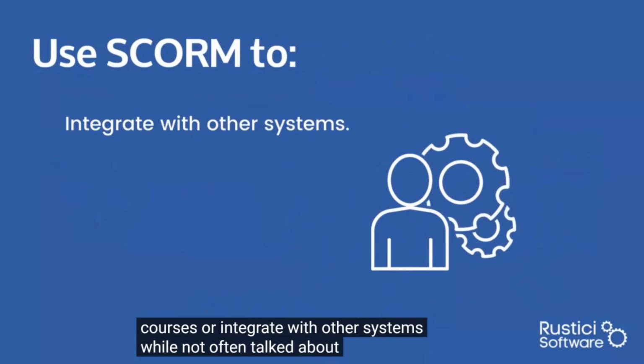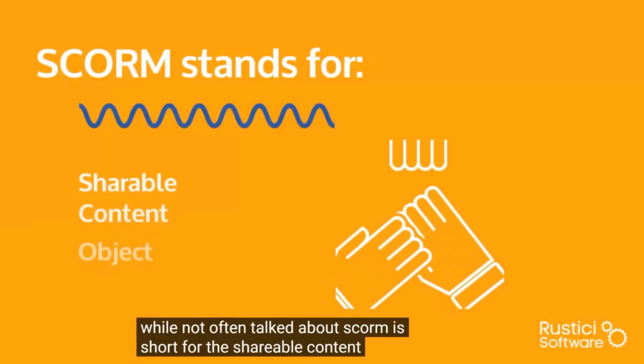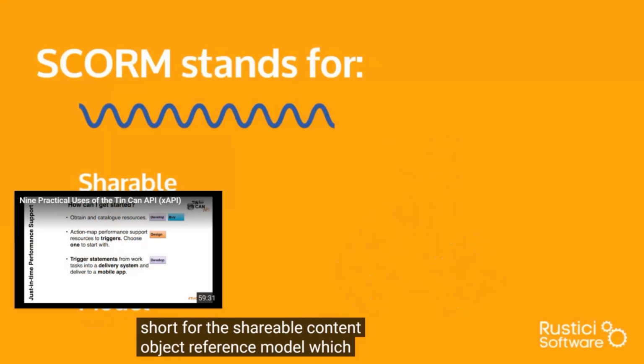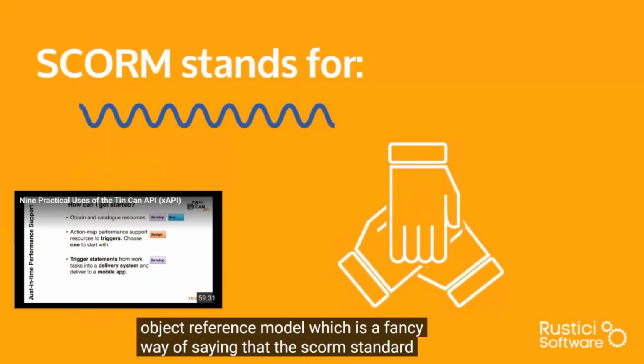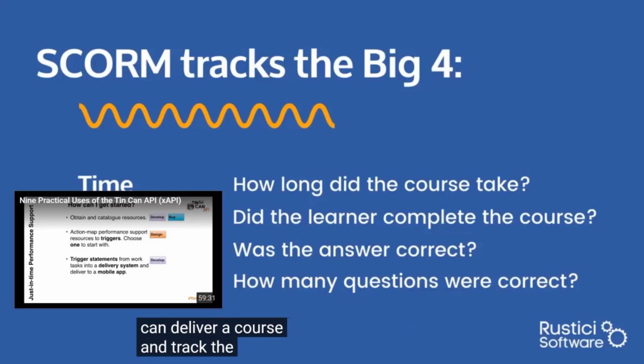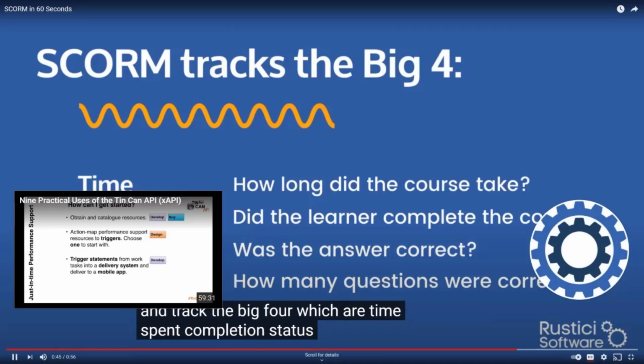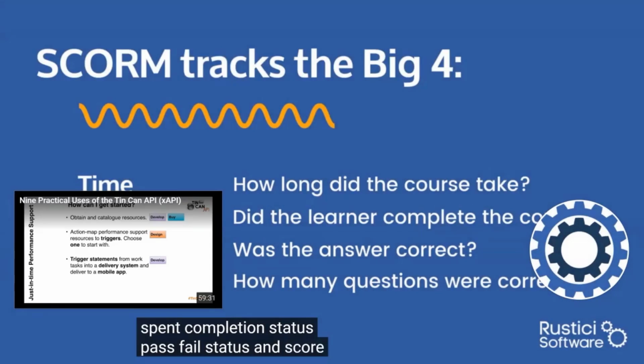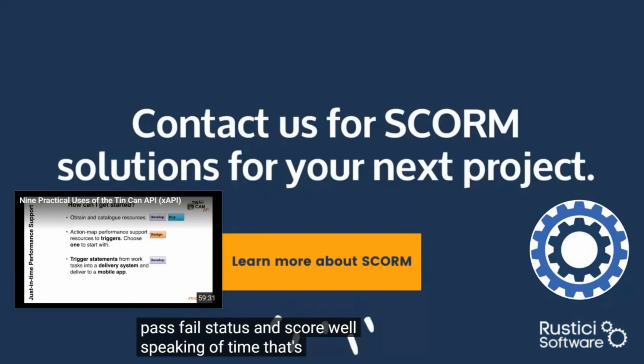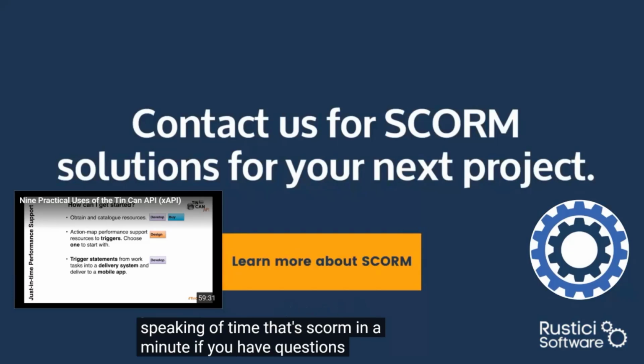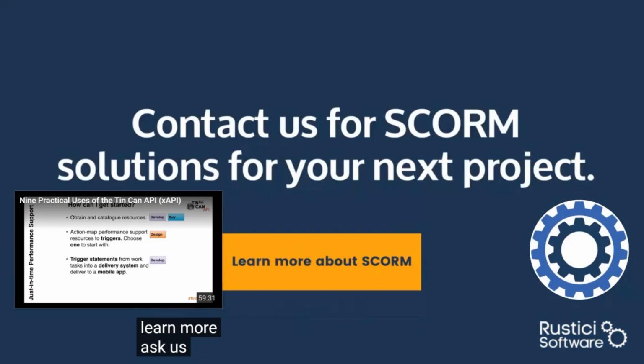While not often talked about, SCORM is short for the Shareable Content Object Reference Model, which is a fancy way of saying that the SCORM standard can deliver a course and track the big four, which are time spent, completion status, pass-fail status, and score. Well, speaking of time, that's SCORM in a minute. If you have questions or want to learn more, ask us anything really. We're here to help.